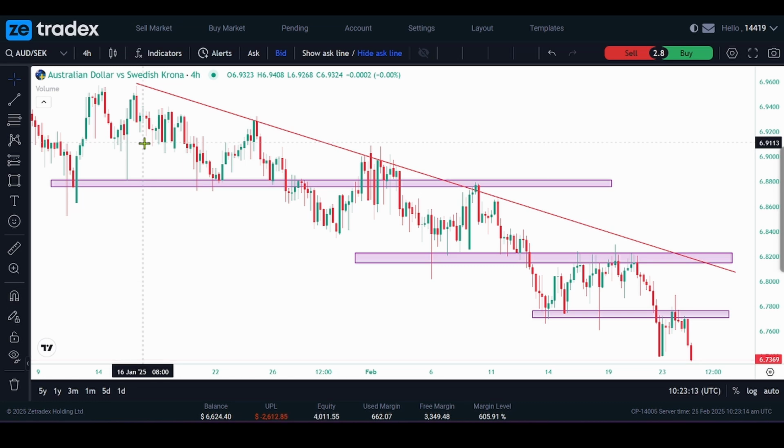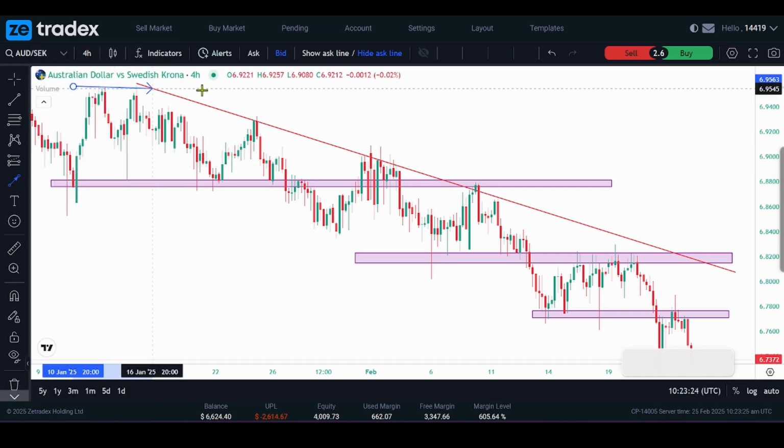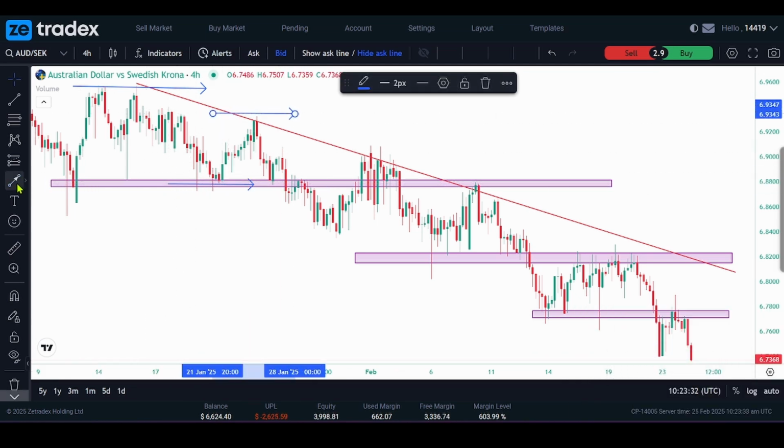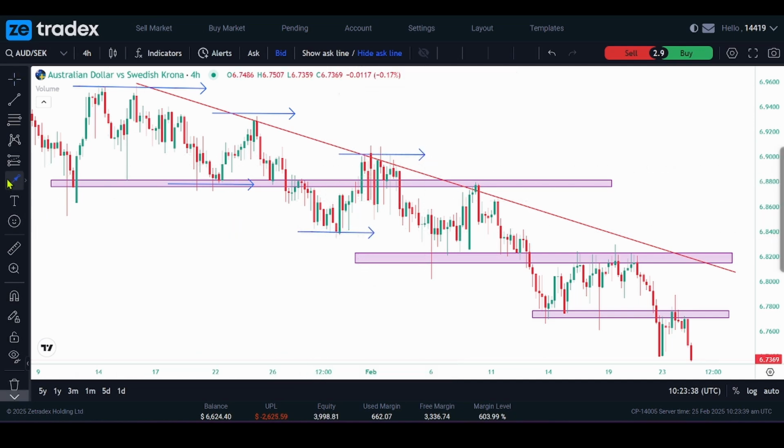Number two, swing high and swing low tell you the direction of a trend. This is swing high, swing low, swing high, swing low, swing high, swing low, and so on and so forth. And each swing high and swing low are lower than the previous swing high and low.